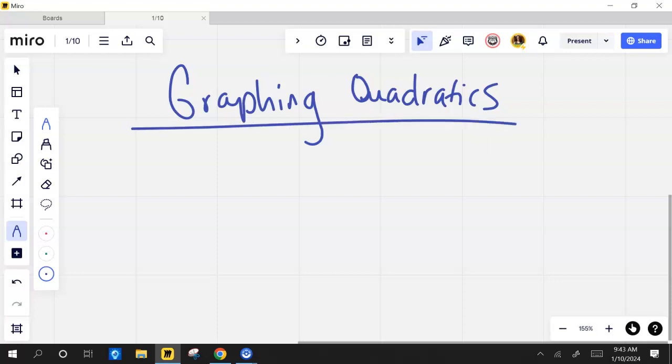So graphing quadratics, just like when we graph lines. If you think back to Algebra 1 when you graph lines, and you probably graphed these as well, or at least you started them or introduced them, there's different forms that we can be in whenever we graph, right?